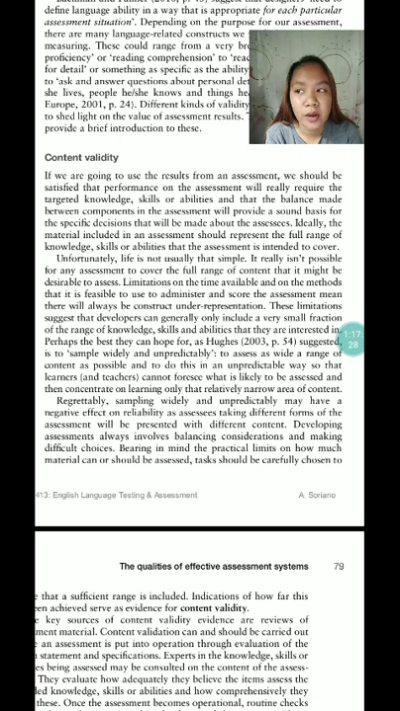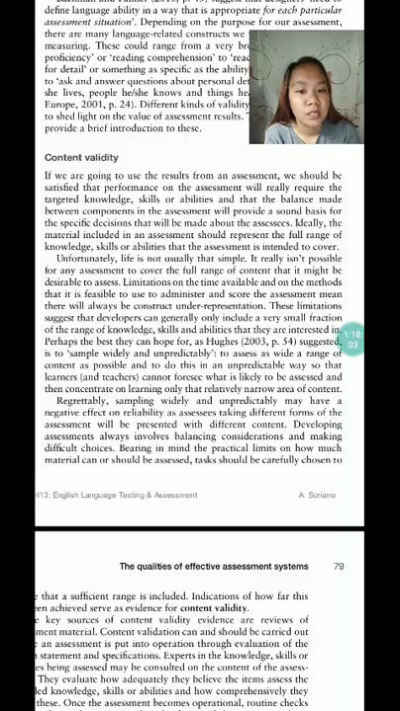Regrettably, sampling wide and unpredictably may have a negative effect on reliability, as assessees taking different forms of the assessment will be represented with different content. Developing assessment always involves balancing considerations and making difficult choices, bearing in mind the practical limits on how much material can or should be assessed.